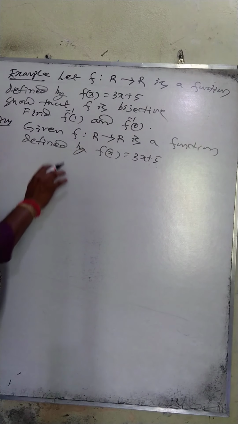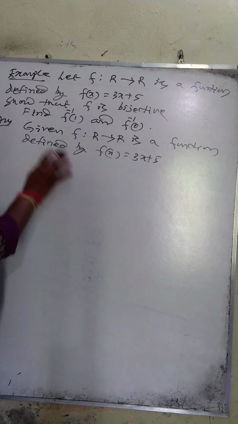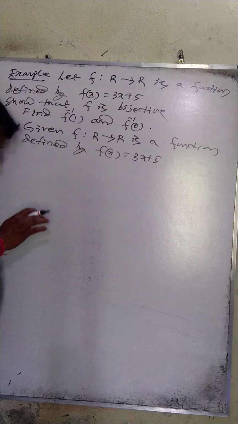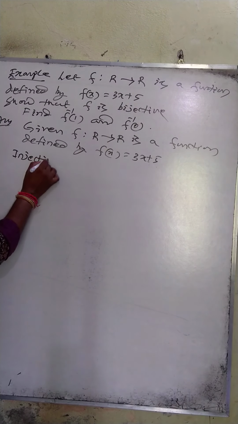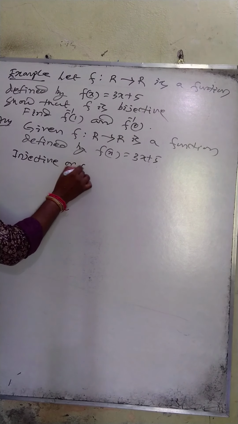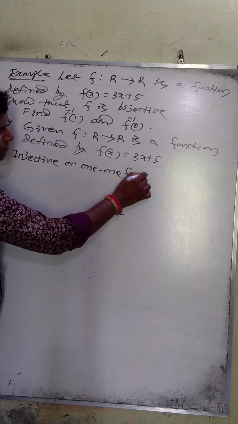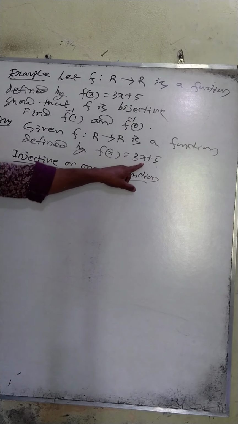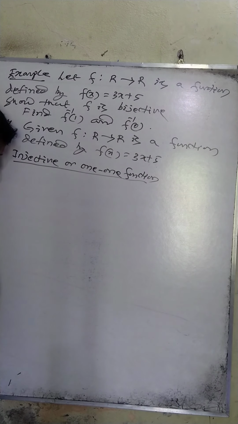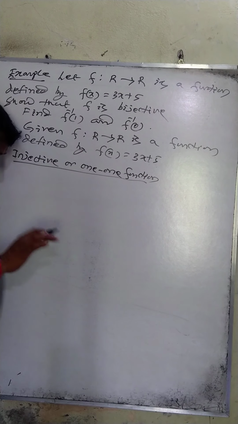Now we show that first of all it is bijective. That means we show that it is one-one and onto. We test injective, or one-one function. First we test that the function f of x equal to 3x plus 5 is a one-one function or not.